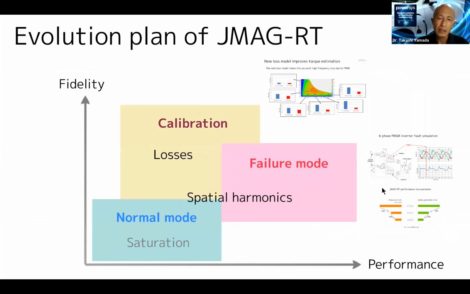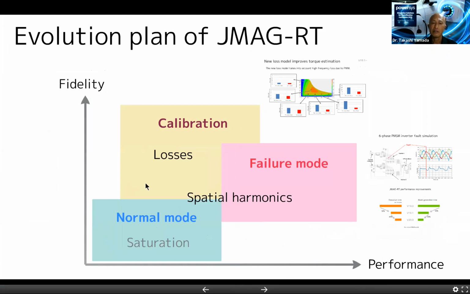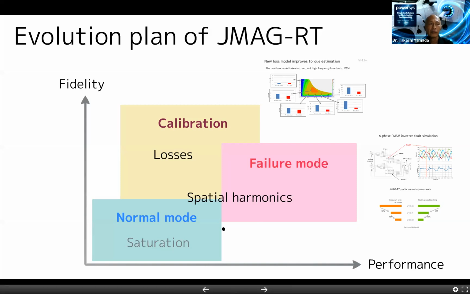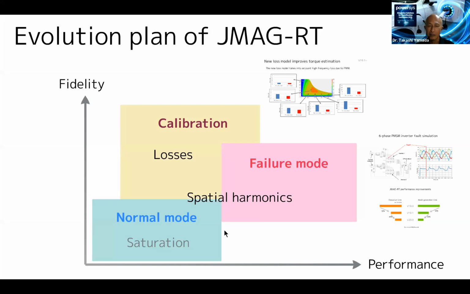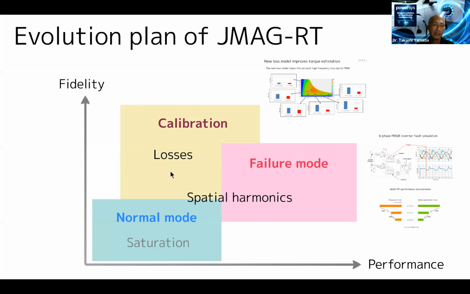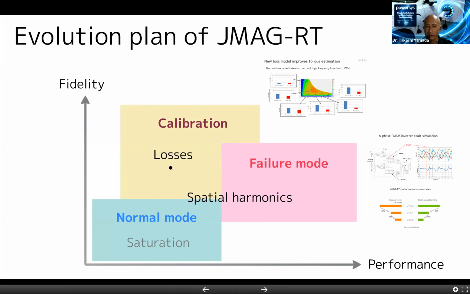Okay, so the request from the market is this. Now JMAG-RT is quite good to simulate normal mode for test or system design or control design. But now people want to use JMAG-RT for other purposes. One is calibration of the control parameter. But to realize this, we need more accuracy. Especially, we need to have a good estimation for loss. This means the loss affects torque.